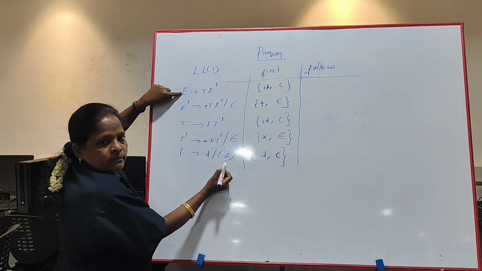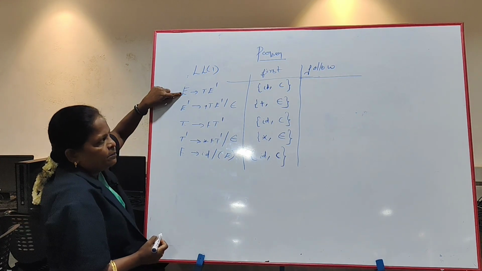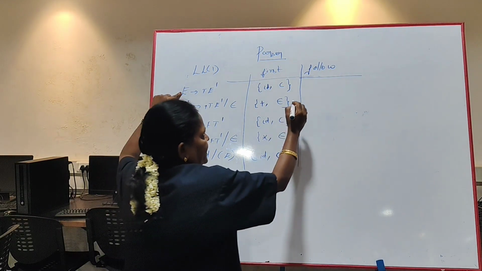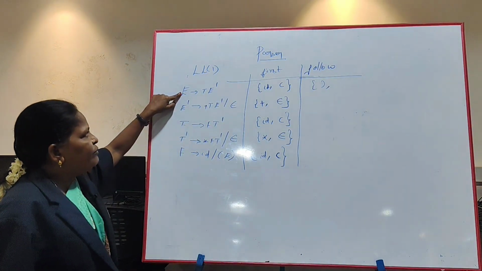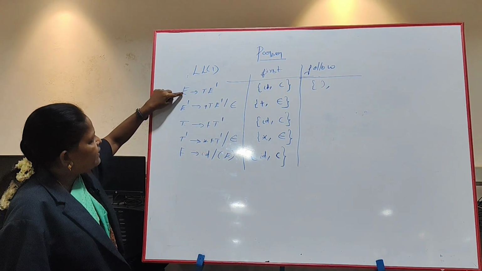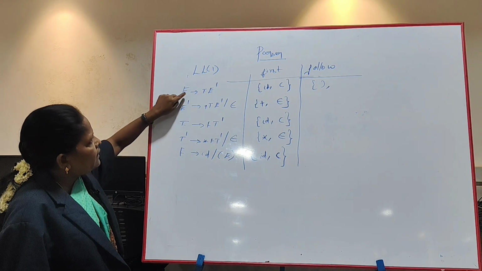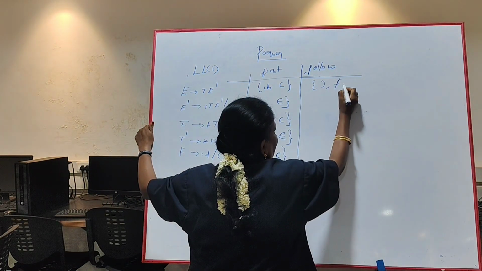I have E here, right? Now, follow of E is nothing but only closing bracket, right? So, you should write here closing bracket, comma, follow of E, leftmost symbol. So, this is the start production in the given grammar. So, E followed by dollar always, right? You should write dollar also, right?